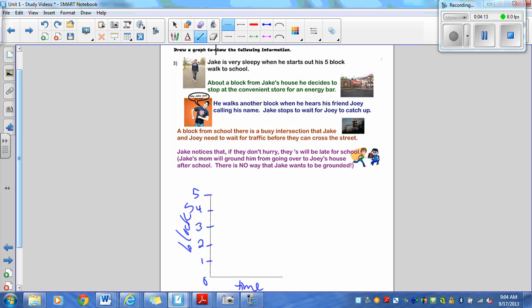At this point, you should have already done your graph. You should not just be watching the video to get the answers. You should be actively trying and correcting as you go. You are going to start at 0 blocks, and you are going to stop at 1 block for the convenience store. You're going to walk another block, so I'm at 2. You're going to stop again to wait for Joey. You go until you are a block from school, so I'm going to go up until 4. And I have to wait for an intersection, and then I finish my route.